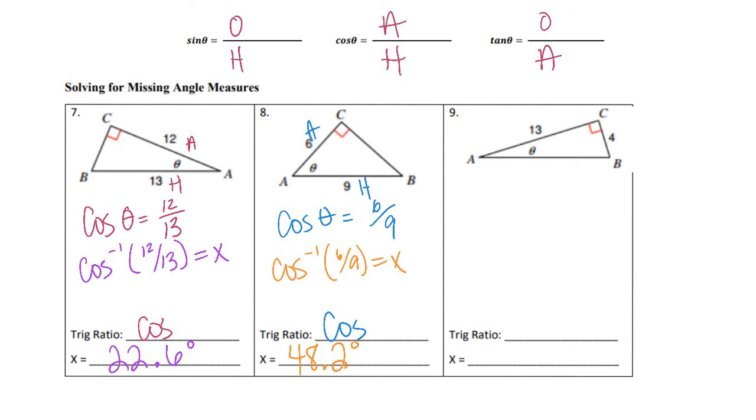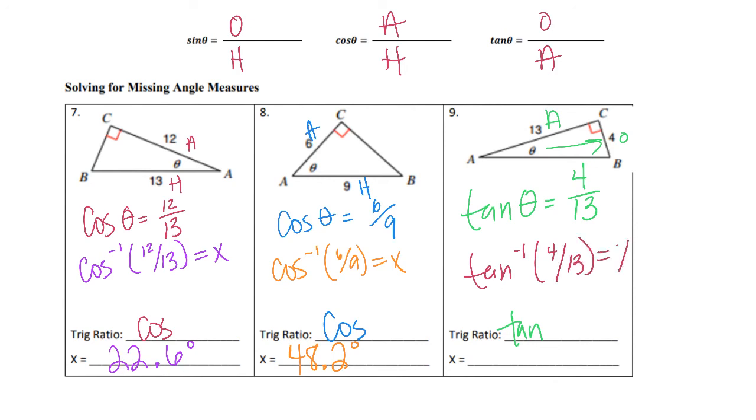All right, last one, number 9. So here we have the opposite and the adjacent. So we're going to have to use tangent. So we're going to set it up as tangent of theta equals opposite over adjacent. And then to solve, we have to do the inverse tangent of 4 over 13. It's going to give us our x value. So we're going to type that in. And we get 17.1 degrees. All right, and that is it for that.